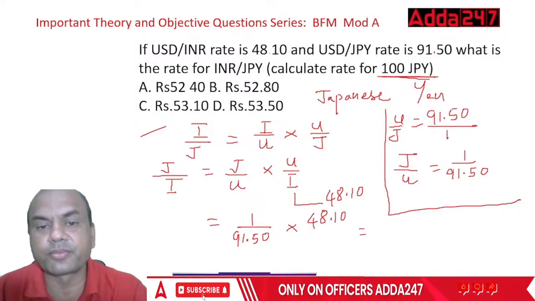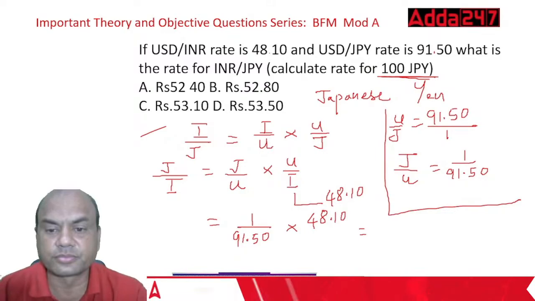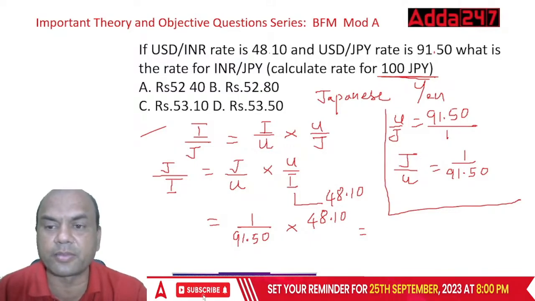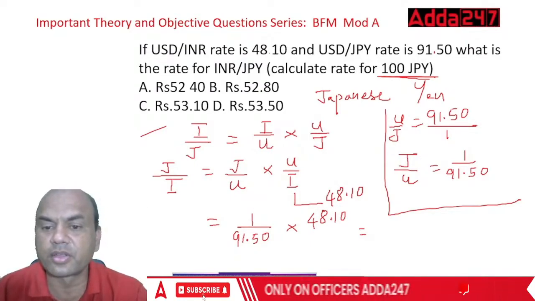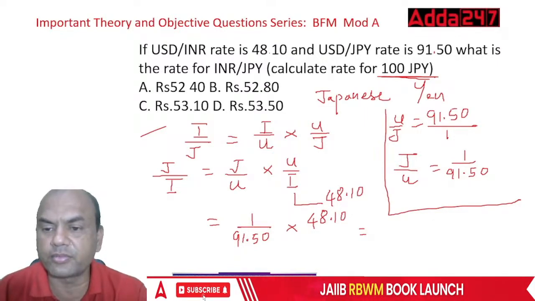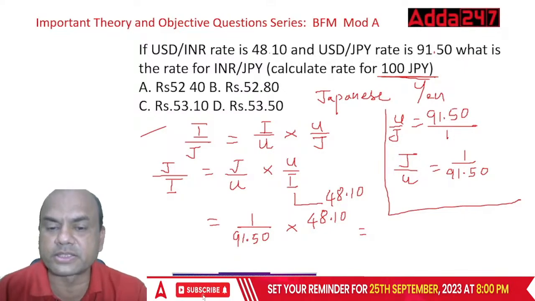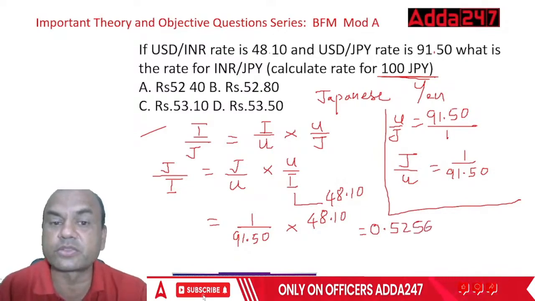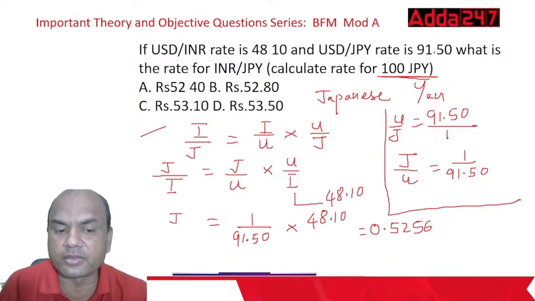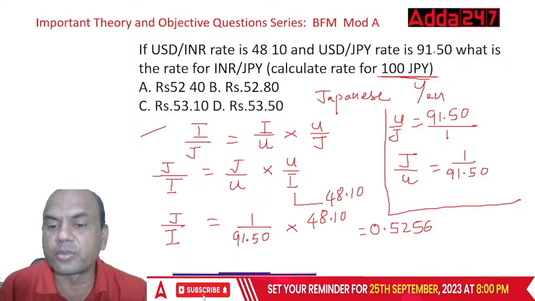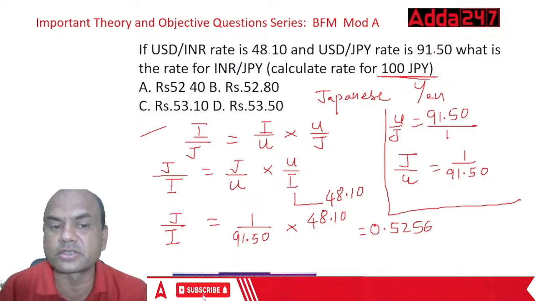So what is the answer now? Do it on the calculator, everyone. Try it on the calculator. Let me get the answer in the comment section. Everyone, give me the answer in the comment section. 48.1 divided by 91.5. So it is 0.5256. Now this is for JPY to INR. But they want it for 100 JPY. So multiply this by 100. So it will be 52.56. Where's the answer? Check this.